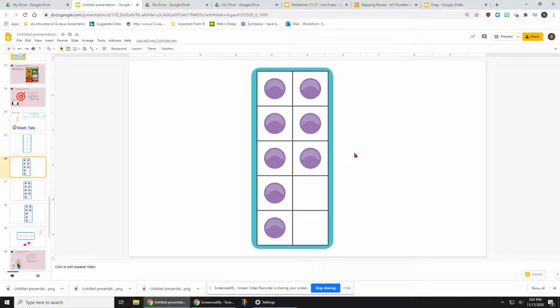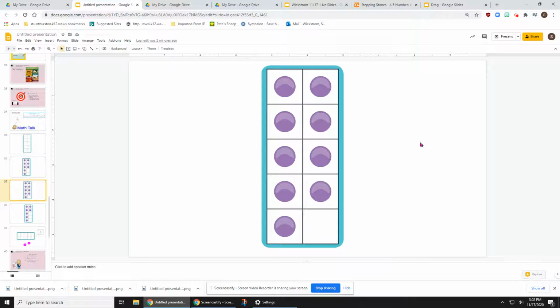Do you see how many more counters we would need to make 10? How many more to make 10? Yes, 2. You see 2 empty boxes. If we put 2 more, that would make 10 and would fill our 10 frame. So we have 8. If we add 2 more, that will make 10. Very good. Let's look at another one.